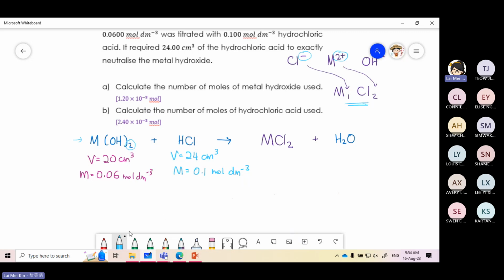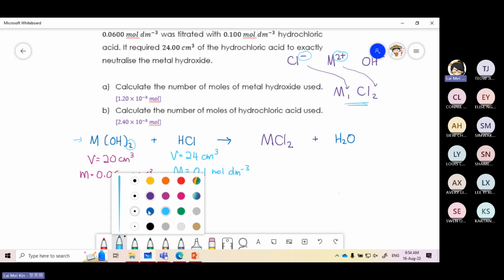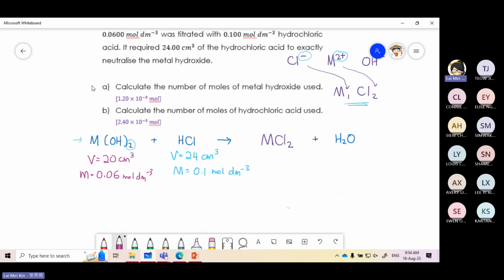Now that I have the information, it's also to deduce. I ask you to calculate. This question is even clearer. Number 1, I ask you to calculate the number of mole of metal hydroxide. So for metal hydroxide here, molarity, I want to calculate number of mole divided by volume. So can I have the answer?